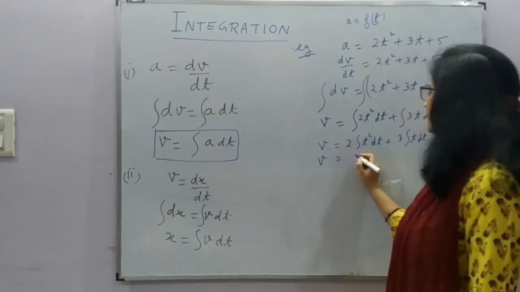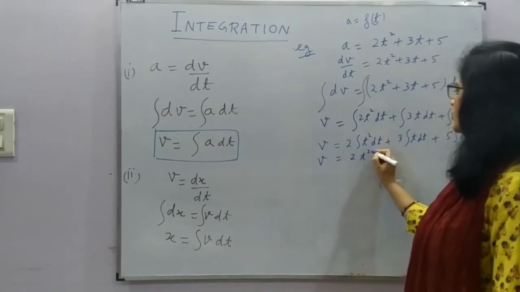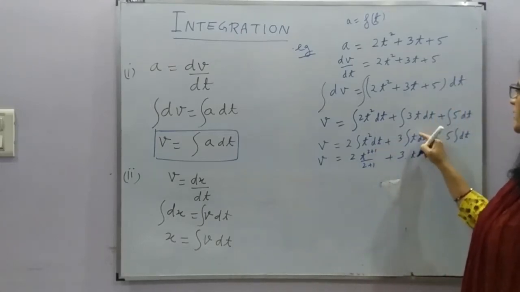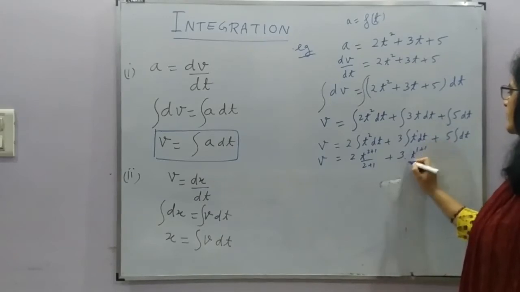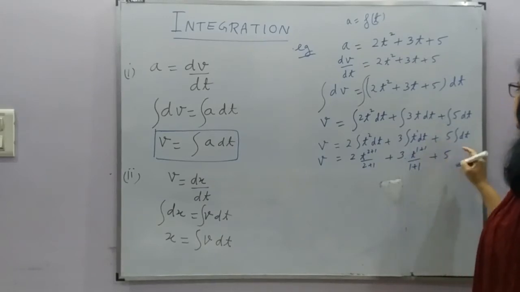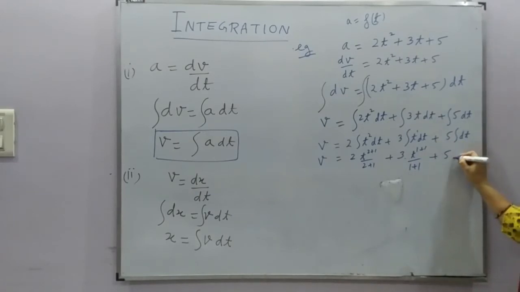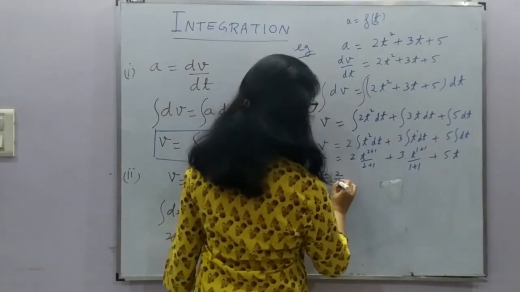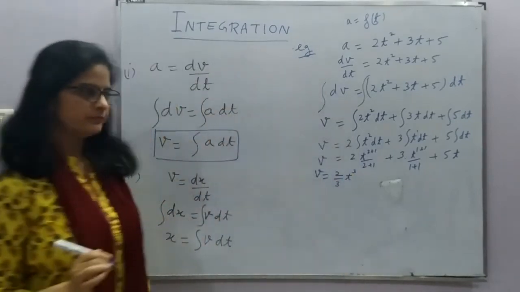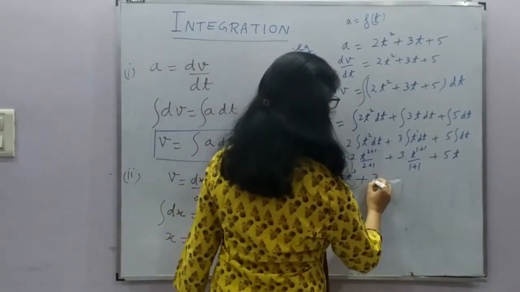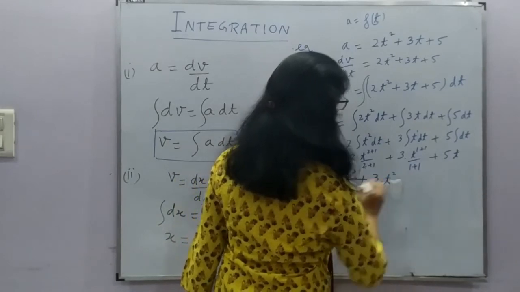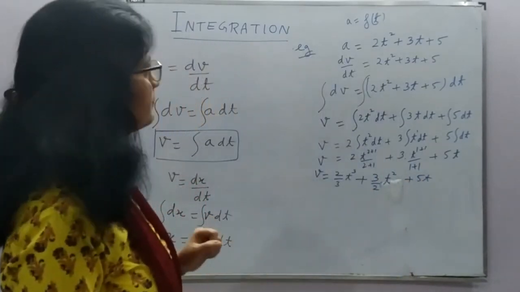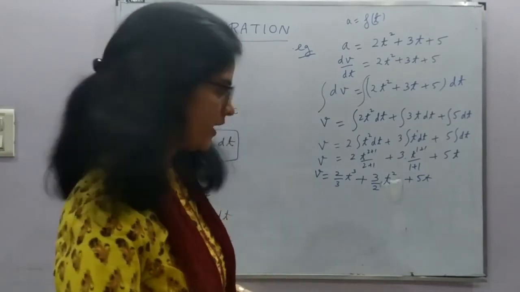So this gives me 2 t to the power 2 plus 1 upon 2 plus 1, plus 3 into t to the power, here power is 1, so 1 plus 1 upon 1 plus 1, plus 5. What is the integration of dt? Simply it is t, right? So what is the expression for velocity here? This will be 2 upon 3 t cube plus 3 upon 2 t square, right? Plus 5t, right?